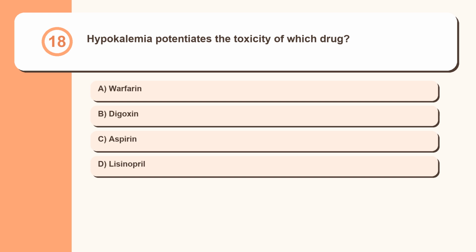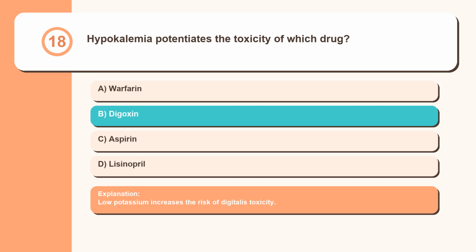Question 18. Hypokalemia potentiates the toxicity of which drug? Warfarin, digoxin, aspirin, lisinopril. Low potassium increases the risk of digitalis toxicity.